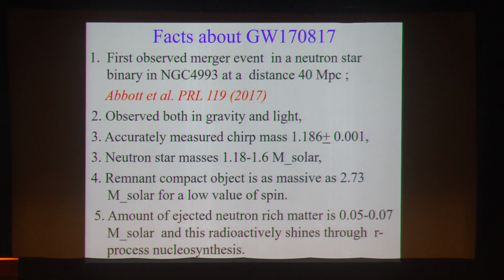Okay. And what we learned from all these things: this is a chart. Mass is a very accurately measured quantity. The two neutron star masses involved in this binary collision were 1.18 to 1.6 solar mass, and the total compact remnant, the debris that was formed after the merger, has a mass of 2.73 solar mass. And the amount of ejected material was of this order, 0.05 to 0.07 solar mass.